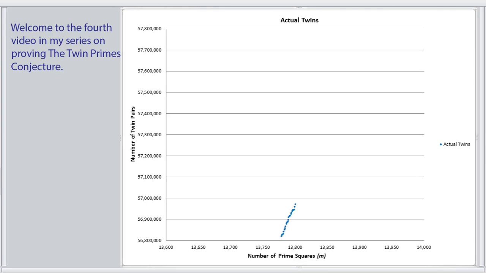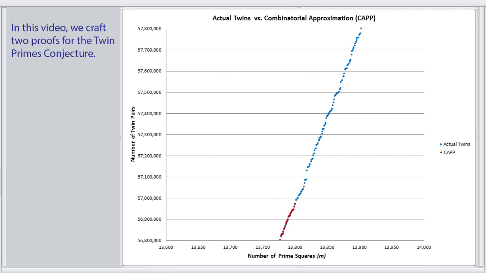Welcome to the fourth video in my series on proving the twin primes conjecture. In this video, we craft two proofs for the twin primes conjecture.